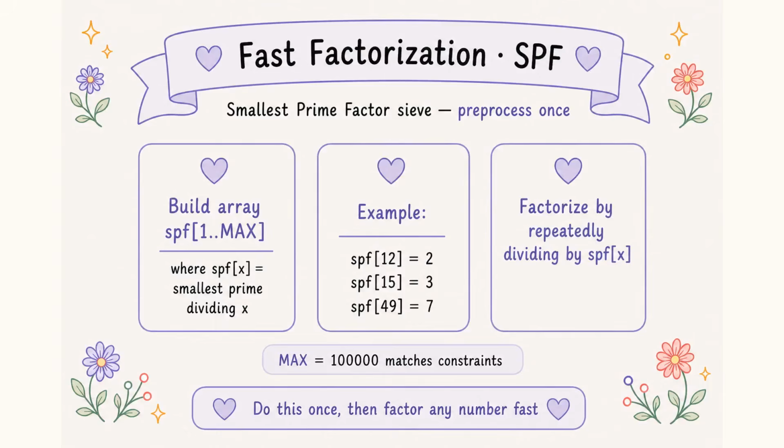We need fast factorization because values go up to 100,000. Use a smallest prime factor sieve, often called SPF. Pre-compute an array where index x stores the smallest prime that divides x. Example, SPF of 12 is 2, of 15 is 3, of 49 is 7. Build this once, then factor any number quickly.